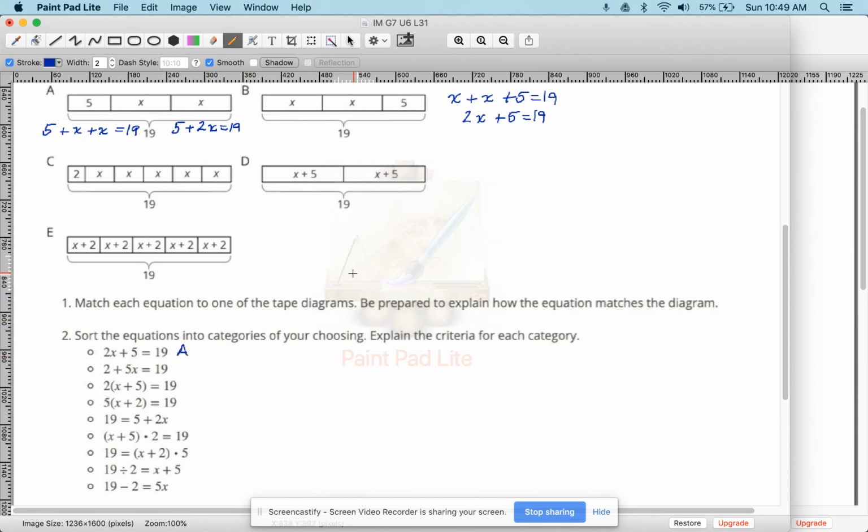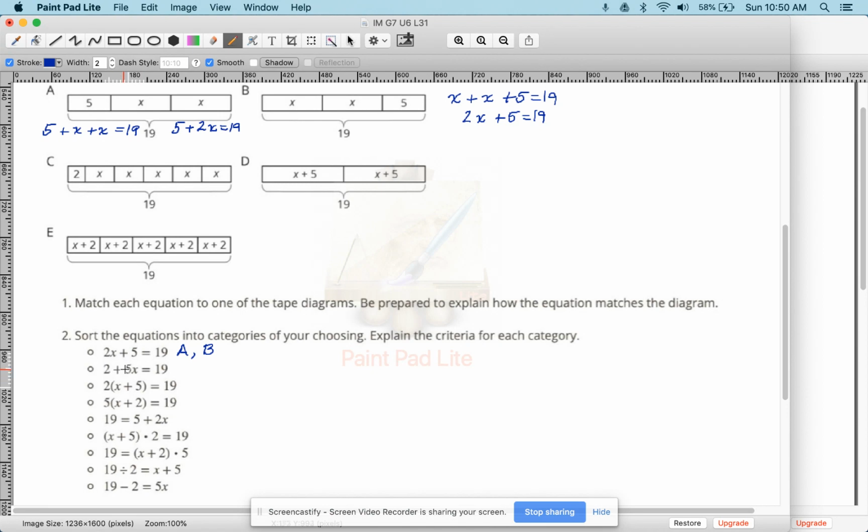And in this case, because both the 2x and the 5 are positive and are being added together, it is the same equivalent expression. And it doesn't look like C works, because C has 1, 2, 3, 4, 5 x's, and we only have 2 x's. And then D has an x plus 5 2 different times. So that one's not going to work either. So let's move on to our next equation.